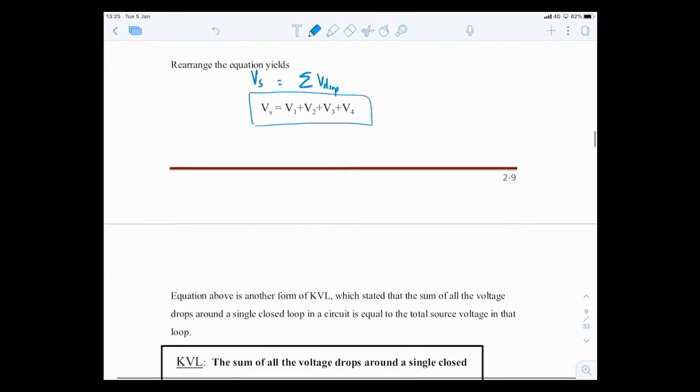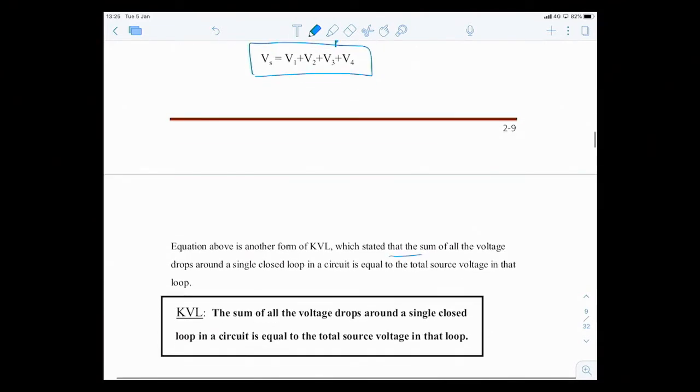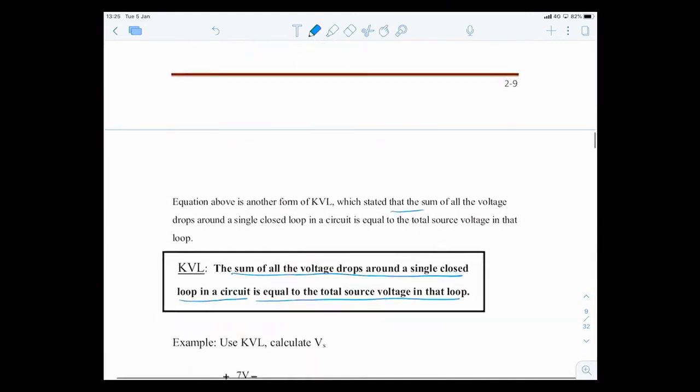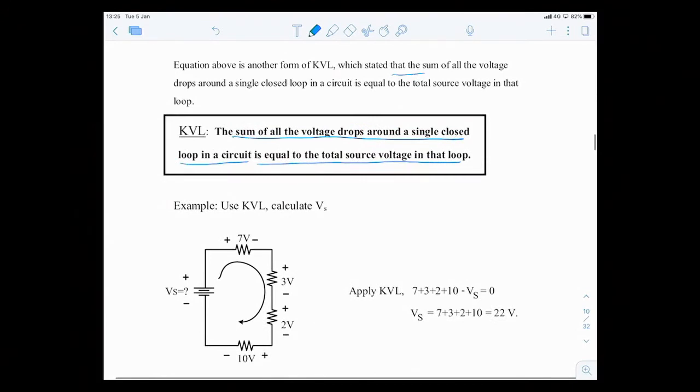The sum of all the voltage drops around a single closed loop in a circuit is equal to the total source voltage in that loop. This is another statement for KVL. So for example, we have a loop here, and we want to find Vs. There's a current direction given like this, I. So I'll write KVL for this loop I. If I start walking from here, I go in the same direction as the current.